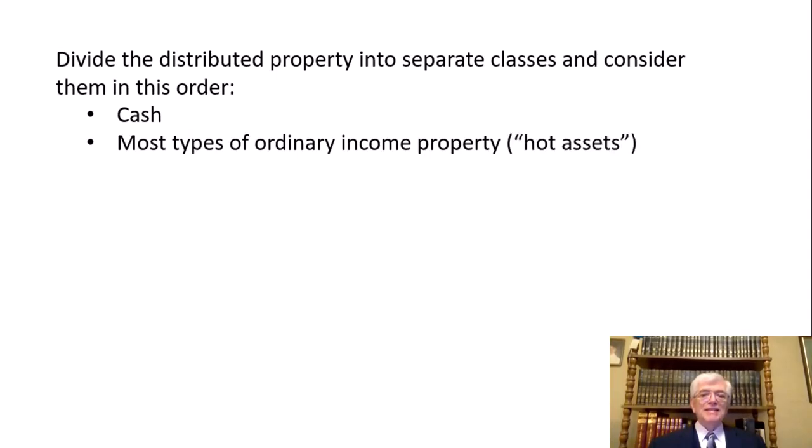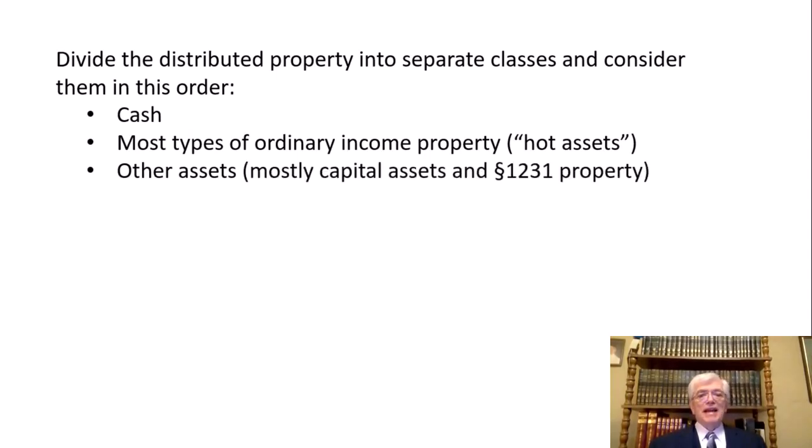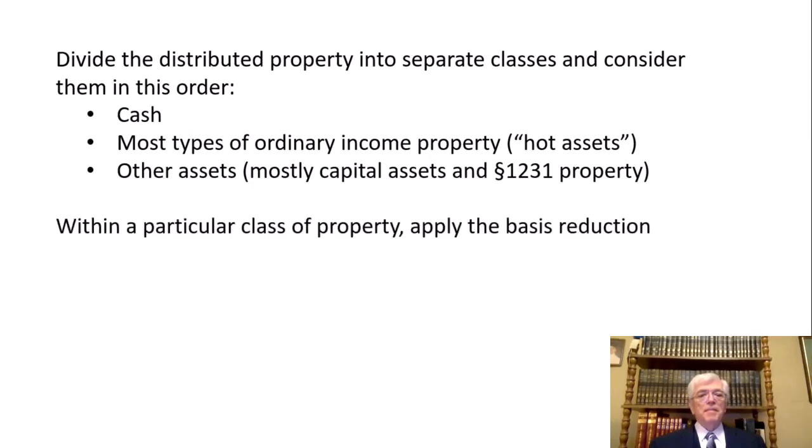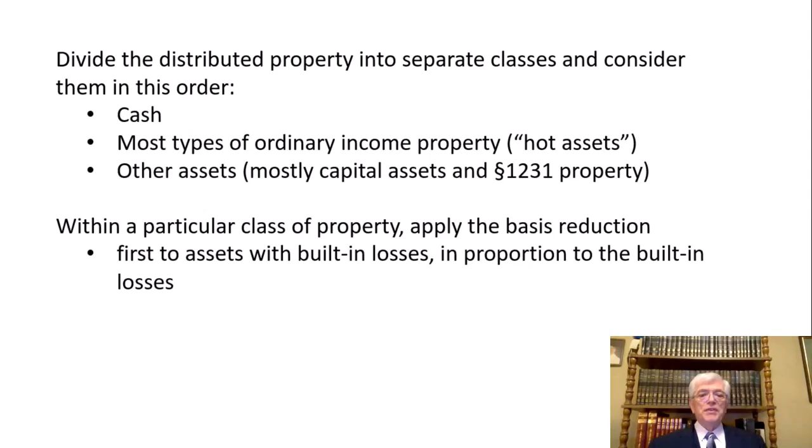We call them hot assets, and they will be the subject of a large part of this video. And then other assets, things that do not qualify as hot assets, mostly capital assets and Section 1231 property. Within a particular class of property, apply the basis reduction first to assets with built-in losses in proportion to the built-in losses up to the amount of the built-in losses, so that you have essentially applied the basis reduction to those built-in losses until you get the assets with built-in losses down to their fair market value.